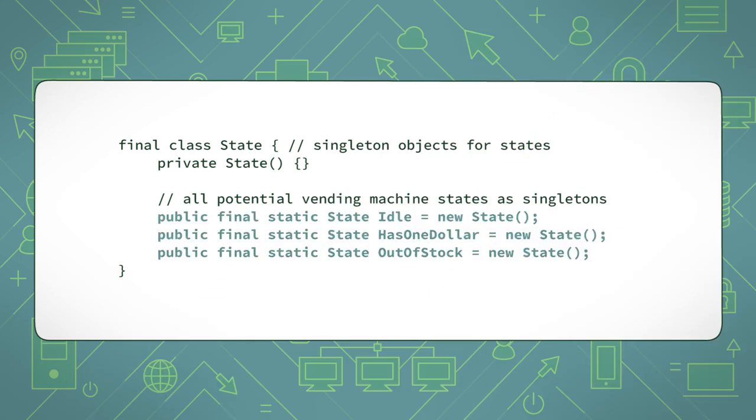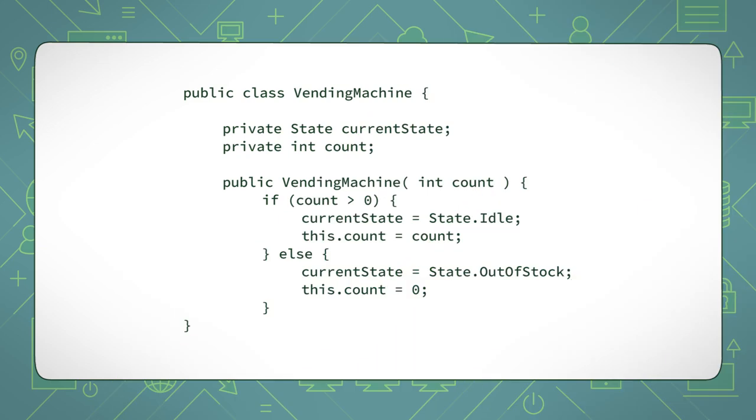Let's take a look at one way we can represent this in Java. First, we'll make some singleton state objects. We define our three states as new state objects. State.idle would denote the idle state, state.has$1 would denote the machine having $1, and state.outofstock would denote the machine is out of stock. Our vending machine class would look like this in part.